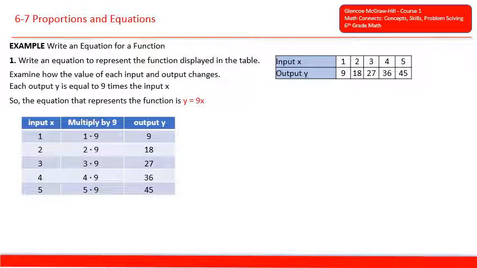An equation representing the function in a function table has 2 variables. One variable for the input, in this case x, and one for the output, in this case y. The input and output numbers in a function table are proportional because the rate of change is constant.